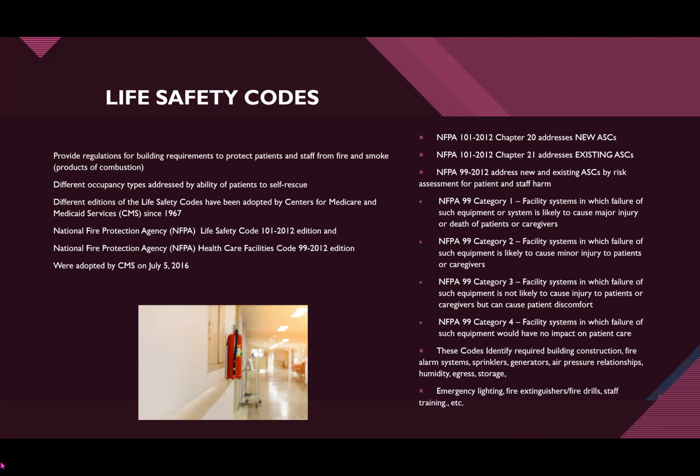Category 2 talks about if the utility systems fail, then the equipment that doesn't run because you have no generator would only cause minor injury to patients or caregivers. So most of the time I see people in the category 1 facility. Category 3 in some existing facilities can be maintained when the equipment failure is not likely to cause injury to patients or caregivers, but could cause discomfort, meaning you might not have your HVAC system running.